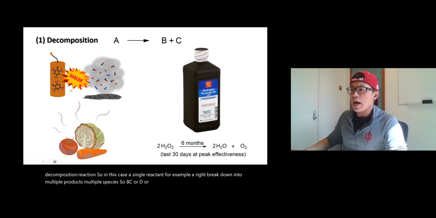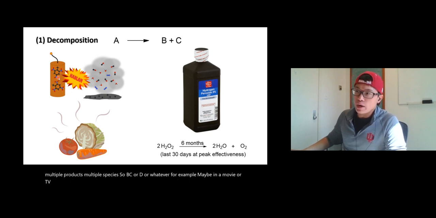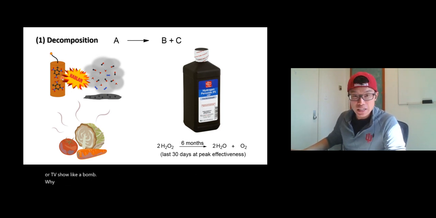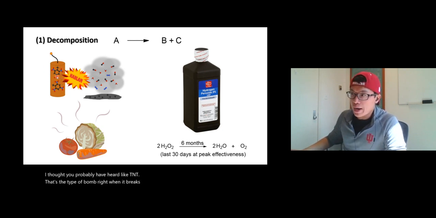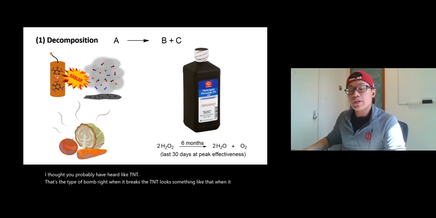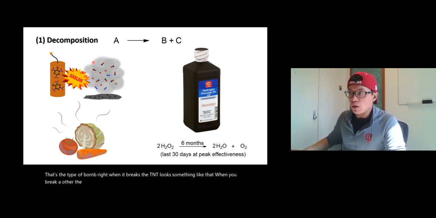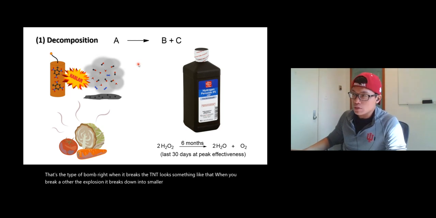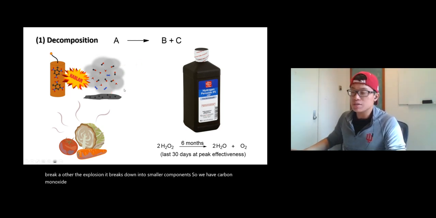For example, maybe in a movie or TV show, like a bomb, right? So you probably have heard of TNT. That's a type of bomb, right? When it breaks, the TNT looks something like that. After the explosion, it breaks down to smaller compounds. So we have carbon monoxide, carbon dioxide, oxygen gas, nitrogen gas, and it breaks down, right?